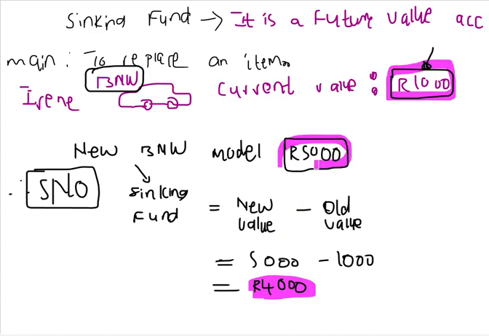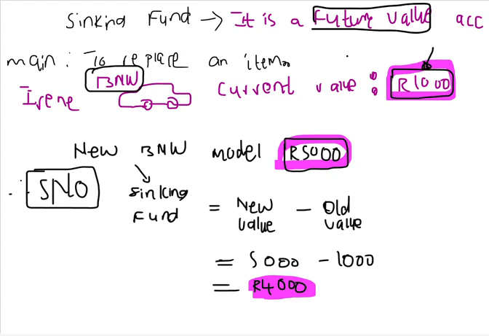So I have to save 5,000 to buy a new model, but if I sell my current vehicle, it's going to bring me 1,000. How much do I need on top of the 1,000 to buy the new vehicle? I only have to subtract the old value from the new value to get this amount. This amount will be the sinking fund, because we said a sinking fund is a future value.